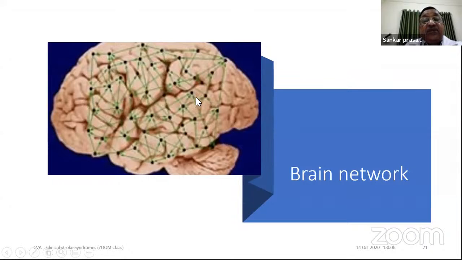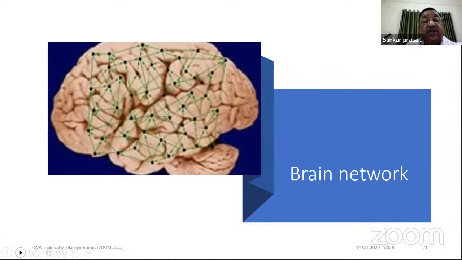This is a brain network. You see the mesh that is laid out in the brain. Billions of neurons are interconnected. So if one area is damaged here, the effects are felt remotely also because of the connections.